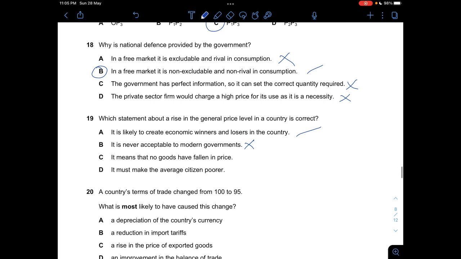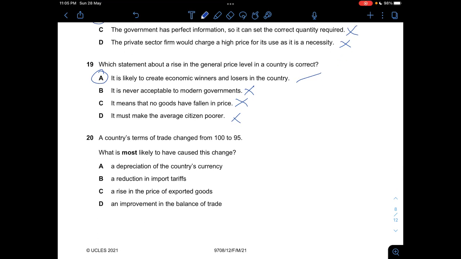And C, it means that no goods have fallen in price, which is wrong. Goods have definitely increased in price. But then it doesn't exactly mean that no goods have fallen in price. It all depends. It's not really that every single good will increase in price. And D, it must make the average citizen poorer, which is not correct. It doesn't make every single citizen poorer. It actually makes some people richer. So answer is A.